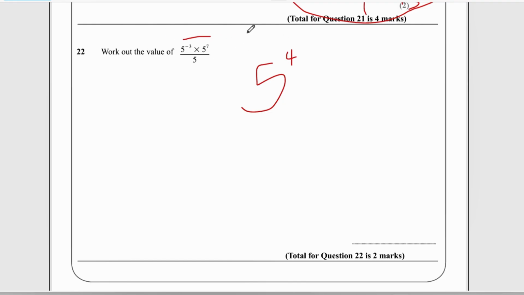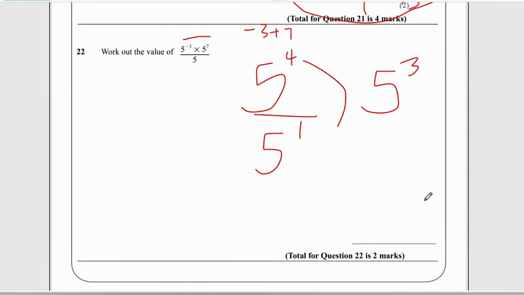When you turn it around, you have -3 plus 7. Turn it around to be 7 minus 3, that's 4. Divide by 5. 5 is 5 to the power of 1. So you have 5 to the power of 4 over 5 to the power of 1. When you have the same base with division you subtract. With multiplication, you add. With division, you subtract. So 4 minus 1 is 3. And this is 5 to the power of 3 because 4 minus 1 is 3.